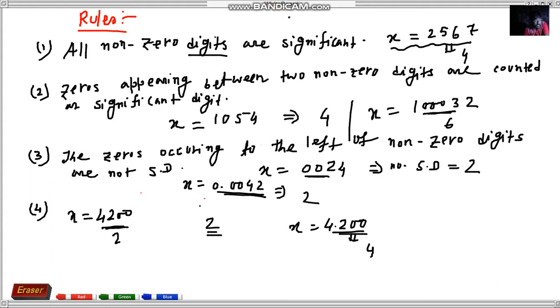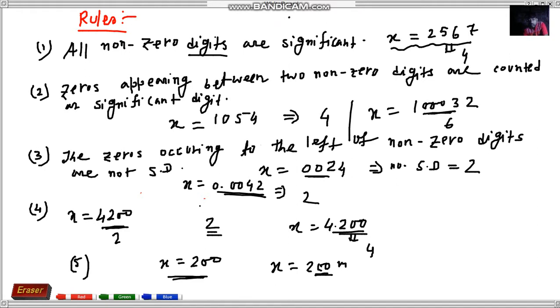Again, there is another case also. If the zeros are at the right side, like x is equal to 200, in that case this zero is not counted as a significant digit, as I have said earlier. But if there is a unit, like x is equal to 200 meter, then in that case the zeros are treated as significant digits.